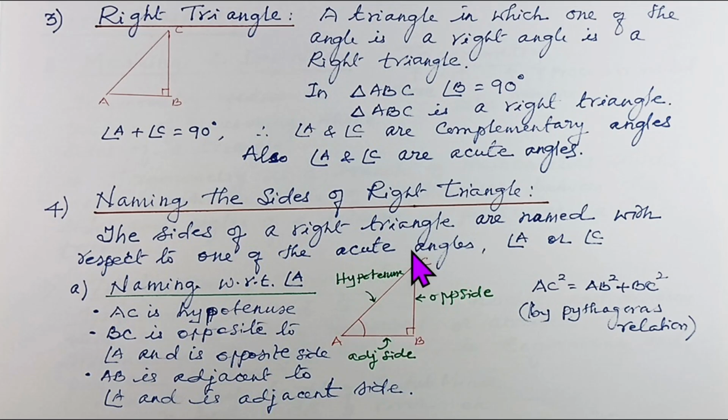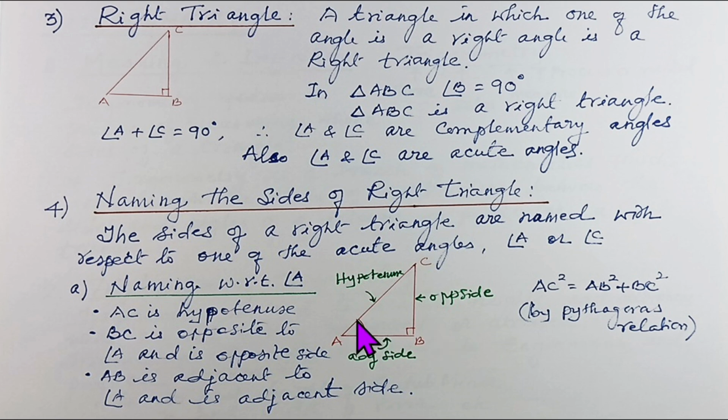Now, naming the sides of a right triangle. We have a triangle ABC here. Now, we have to learn how to name the sides. The naming is very important as far as trigonometry is concerned. Angle B is 90 degrees, and angle A and angle C, as we know, are complementary angles. Angle A and angle C are also acute. Now, naming depends on which angle you would consider.